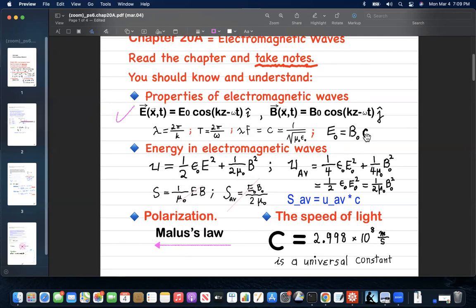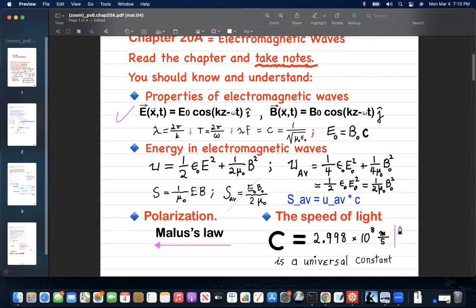Now, the speed of light c is a universal constant. Maxwell, taking his field theory, discovered that c is just a constant. It's 1 over the square root of mu epsilon. And when he plugged in the values of mu 0, that's the magnetic force constant, and epsilon 0, that's the electric force constant, and then took 1 over the square root of that, he found the value of c is 2.998 times 10 to the 8 meters per second.